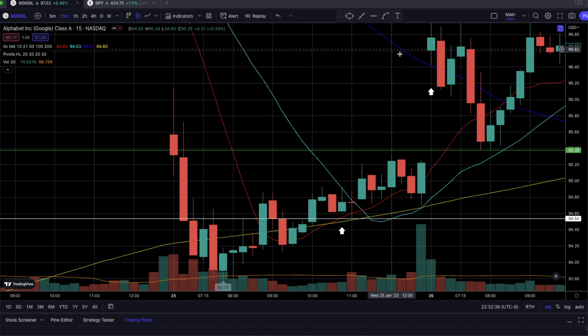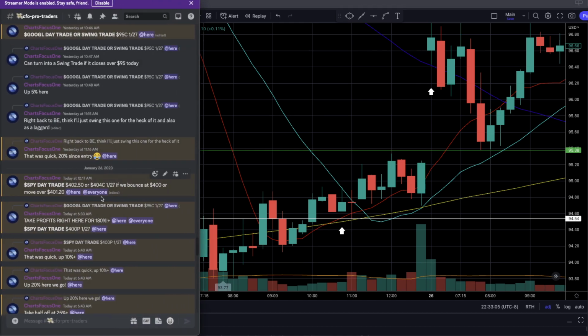Now, with this amazing swing trade out of the way, let's talk about those SPY day trades that we executed today. Yesterday, I game planned with everyone as we monitored the overnight futures market. And eventually, I ended that game planning by telling everyone this. At 12:17 a.m., I know it's at midnight, I said SPY day trade 402.50 or 404 strike call contracts with a weekly expiration just like for the Google swing trade if we bounce at 400 or move over 401.20.